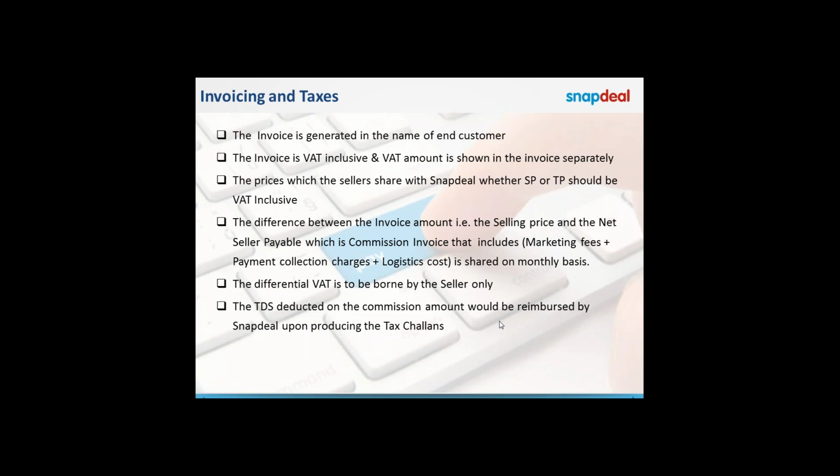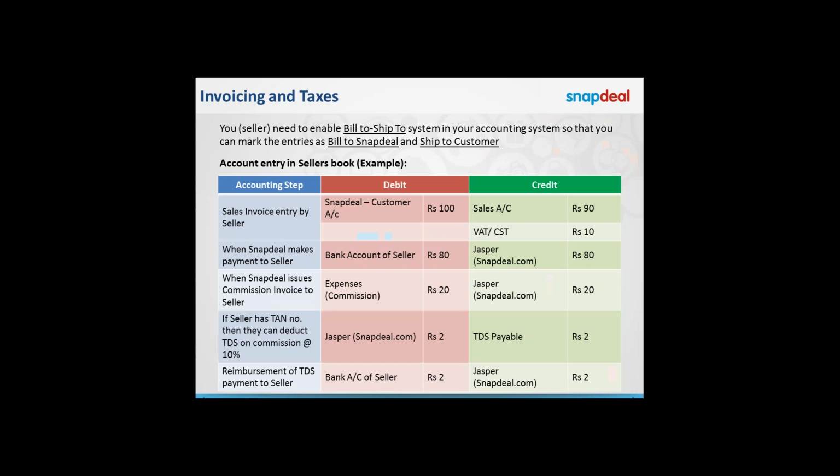Invoice is generated in the name of the end customer always, and the seller would be required to activate the bill-to ship-to system in his accounting tool, where the entry which happens in his books or his accounting system will be bill to Snapdeal and ship to customer. Now you guys are MBA students, so you would know these accounting entries. A few examples are given on your slides. In case you have any questions, you may ask.